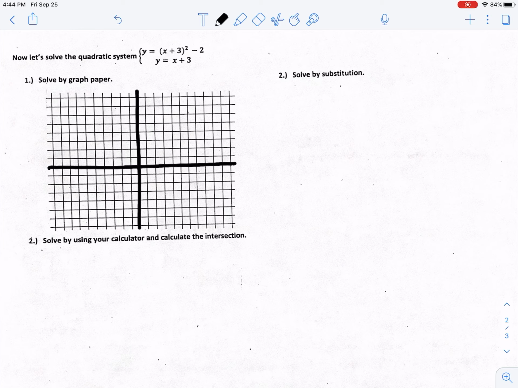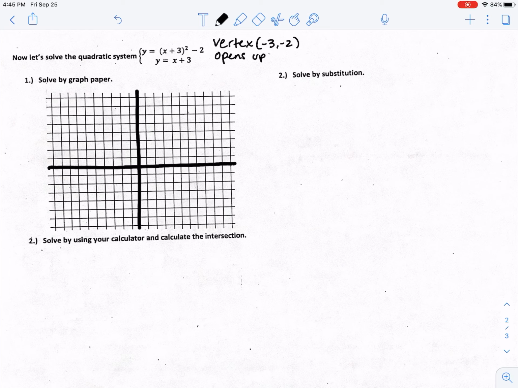Here's what I see. In y equals the quantity x plus 3 quantity squared minus 2, that's in vertex form, which means I could pull out the vertex, which is going to be negative 3, negative 2, and I know that it opens up. Let me write that down. Opens up. And the reason I know that it opens up is because the a value is positive.